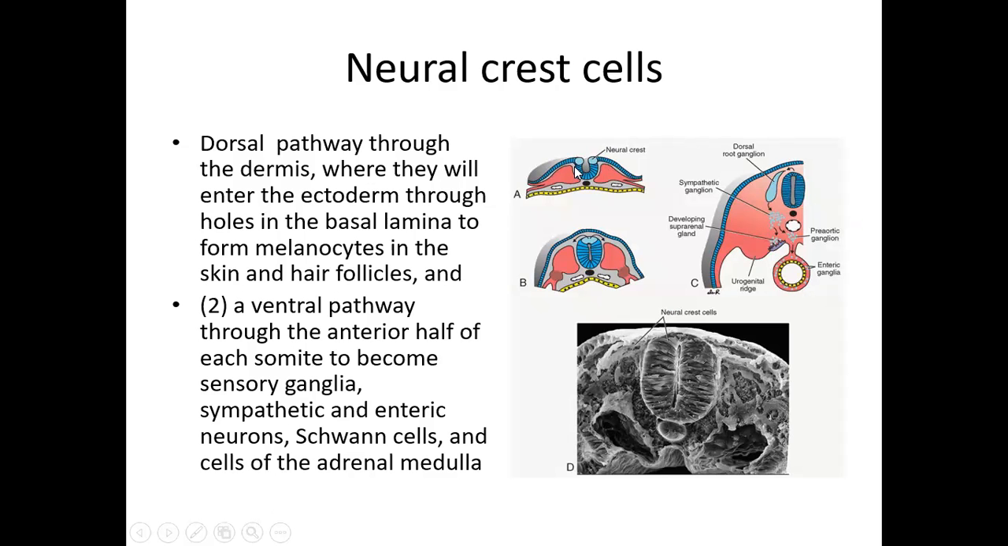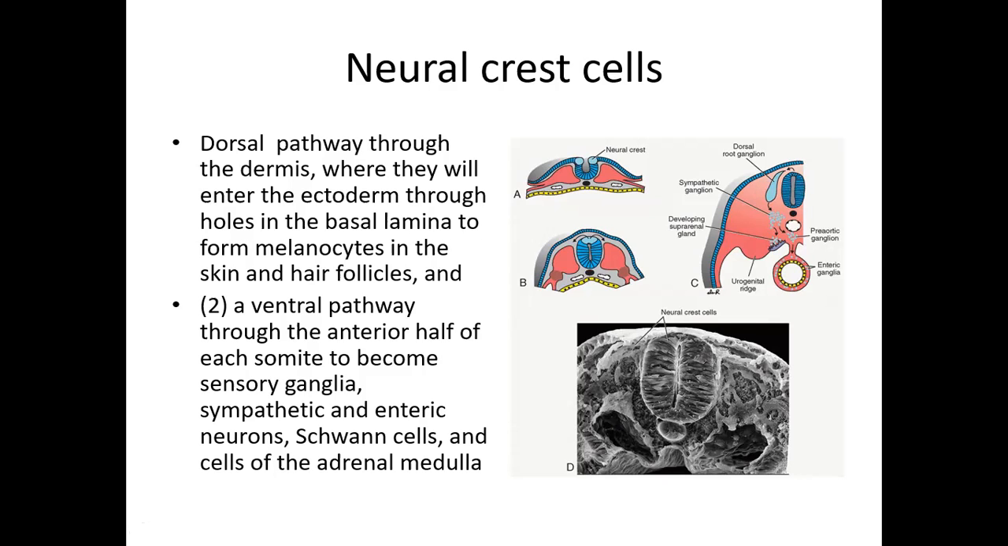I told you that the neural crest cells have developed from the lateral folds. They will detach before the neural tube fuses and they will come to lie in a position just below the ectoderm and between the neural tube. So they will take the two pathways, the dorsal pathway and the ventral pathway. Through the dorsal pathway, some of the neural crest cells will enter the ectoderm through the holes in the basal lamina to form skin melanocytes and hair follicles, right? So via dorsal pathway, the neural crest cells will form melanocytes and the skin hair follicles.